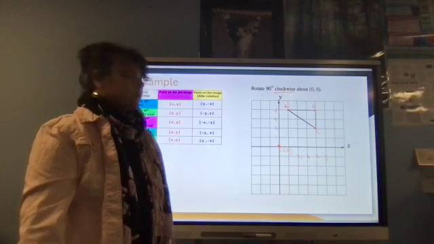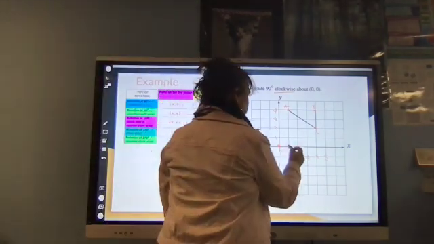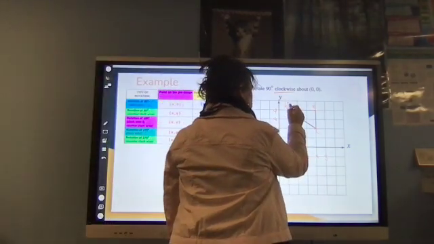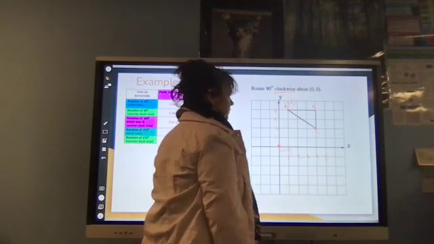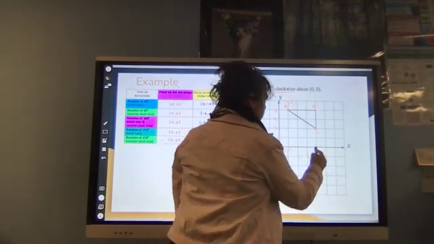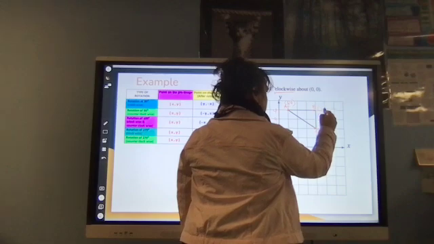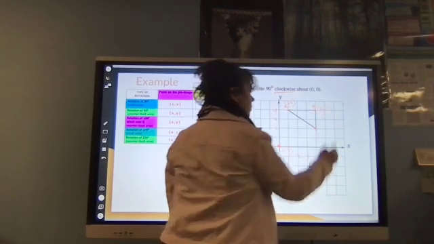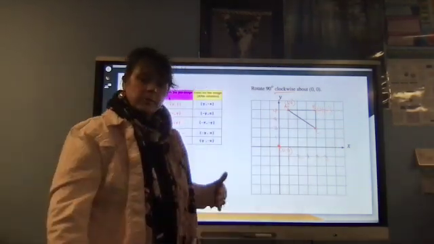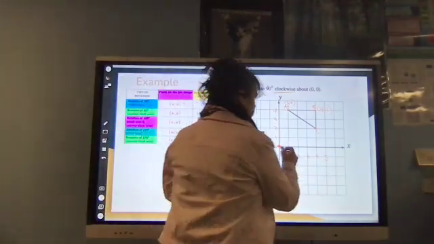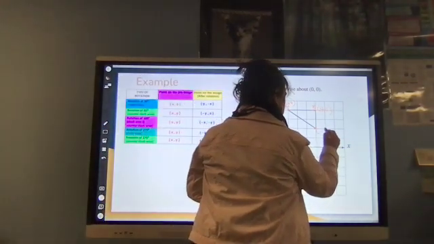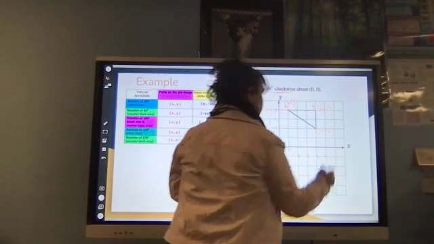For point A, we go over 1 and up 4, so our coordinates are (1, 4). For B, we're going over 4 and up 4, so our coordinate is (4, 4). And then for C, the pre-image C, we're going over 4 and up 2, so our coordinate is (4, 2).